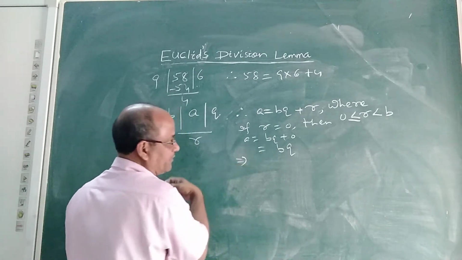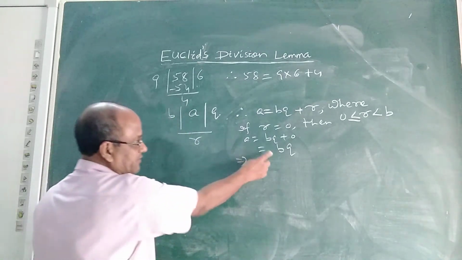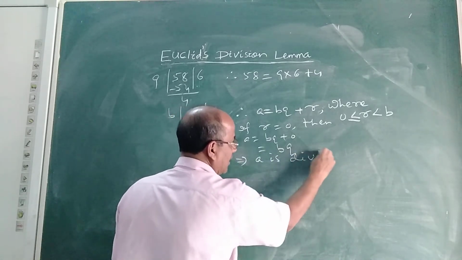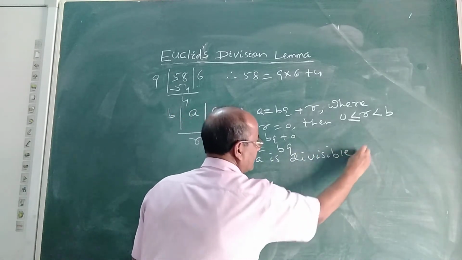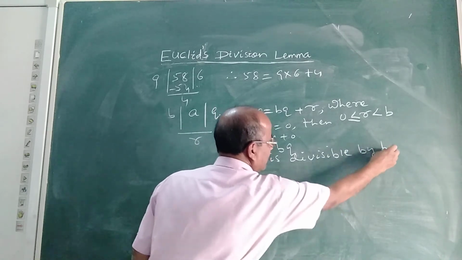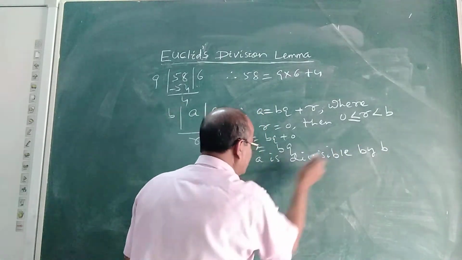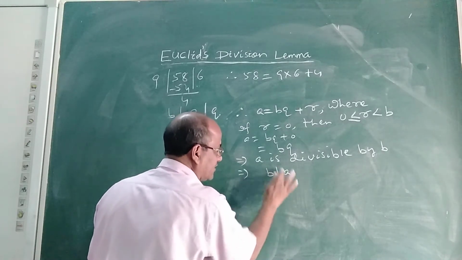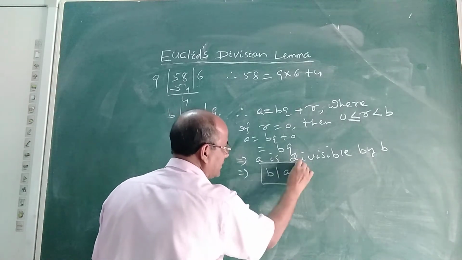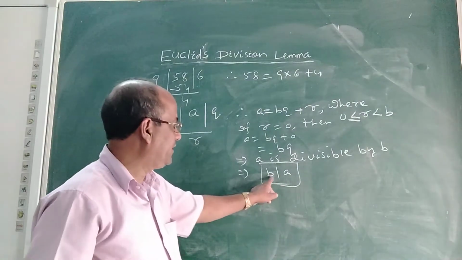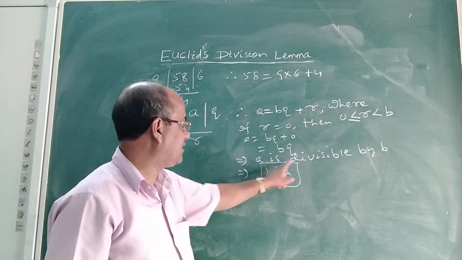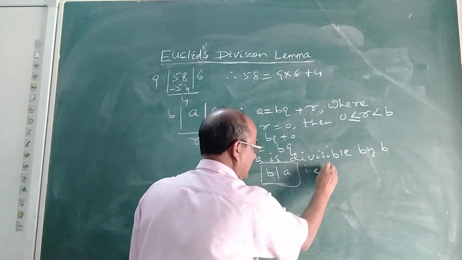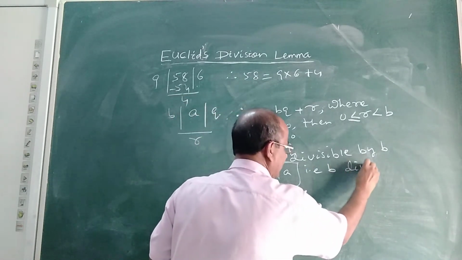What does it mean? You tell me. Now a equals bq means a is divisible by b. Now if a is divisible by b, what does it mean again? It means b divides a. This is the symbol for divides, which I am putting in brackets. So a is divisible by b, or b divides a.